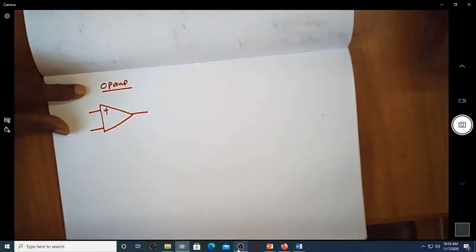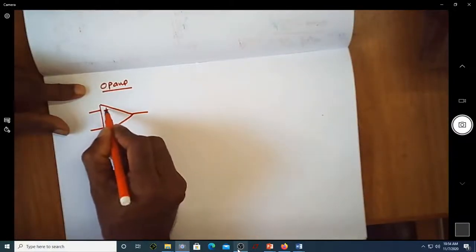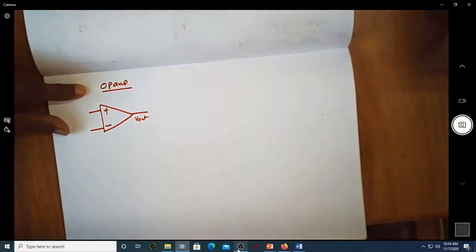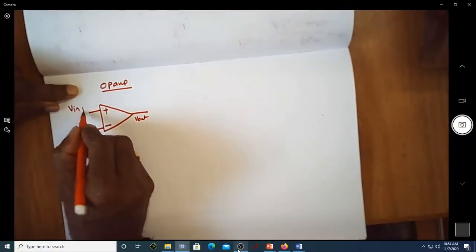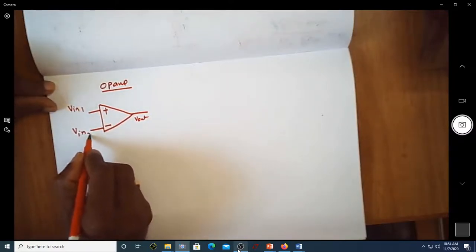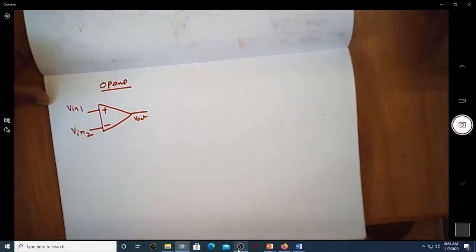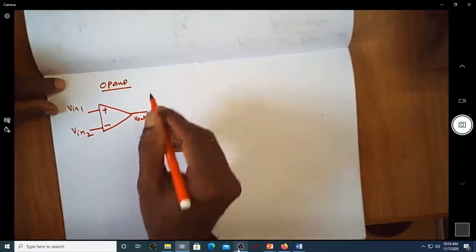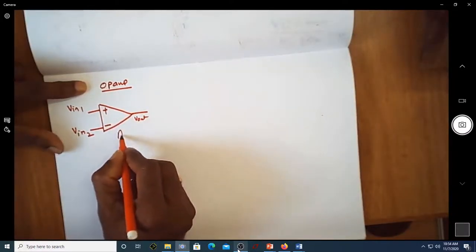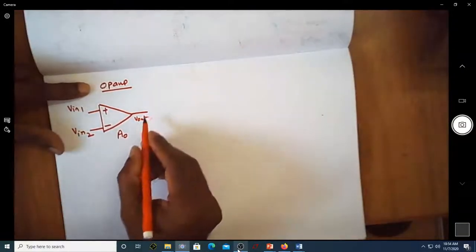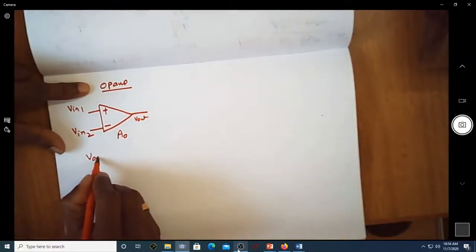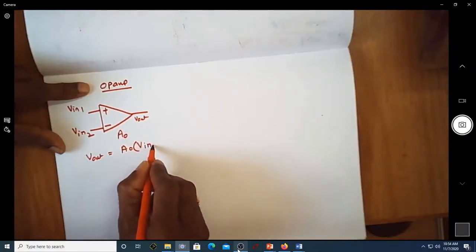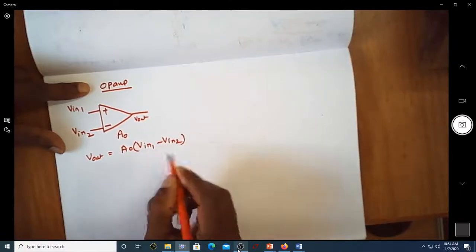So this is going to have two input terminals, that is non-inverting input and the inverting input, and there is one output terminal. So let me call this as V in 1. So let us call this as V in 2. So input 1 is non-inverting input and input 2 is inverting input, and of course we have output, and the op-amp is going to have an open loop gain of A0 here. So as per this we can write V out is equal to A0 times V in 1 minus V in 2.